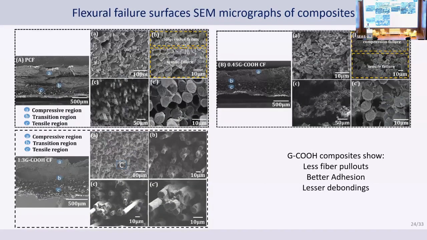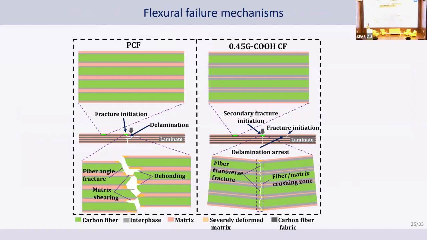So these are the SEM images. From these images, we can see that in the pristine case, there are delaminations and fiber pull-outs, more fiber pull-outs, and here the fibers are fractured in a shear manner. Whereas in the case of 0.458% deposited, there is crushing failure on the compression side and fewer fiber pull-outs on the tensile side. So this is the failure mechanism. Here fibers fractured in a shear manner, but in the case of 0.48% deposited, there is a crushing failure and the fibers fractured in the transverse direction.